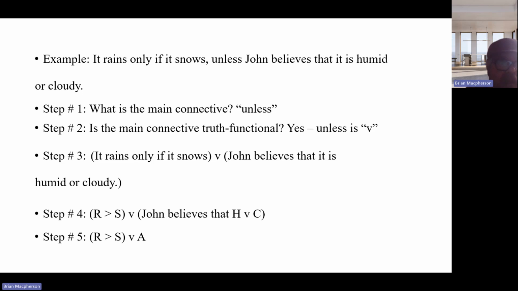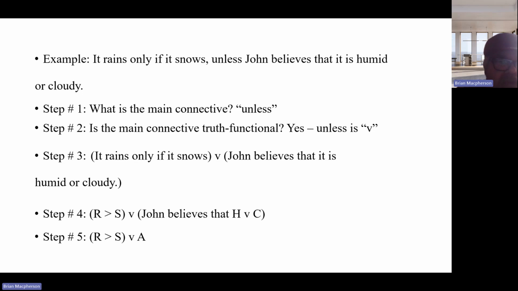So what is the main connective? Step 1, unless. And we translate it into an or, right? So step 2, is the main connective truth functional? Yes. Unless is translated as or, wedge. Step 3, we now translate the main connective. So it rains only if it snows, wedge, John believes that it is humid or cloudy.